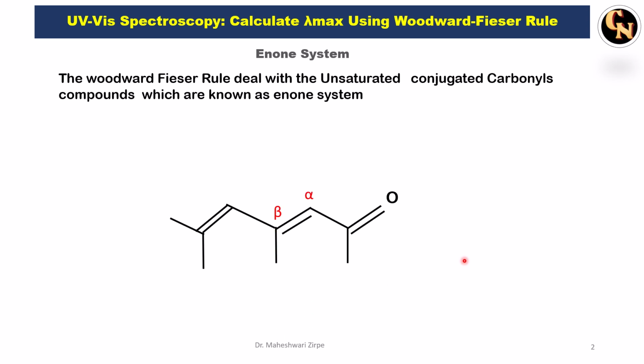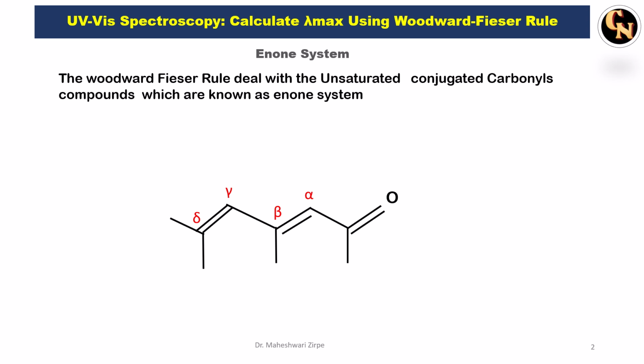So you will find that these are your conjugated double bonds, which we can denote by alpha, beta, gamma and delta. The carbon which is next to the carbonyl carbon, we will label as alpha carbon, then beta carbon, gamma and delta. So these are the Greek notations for denoting the carbons next to the carbonyl group.